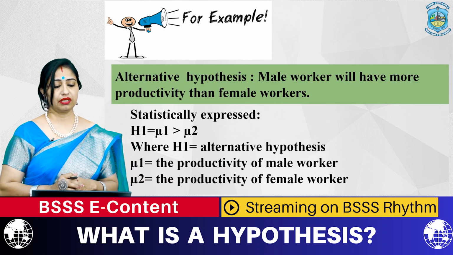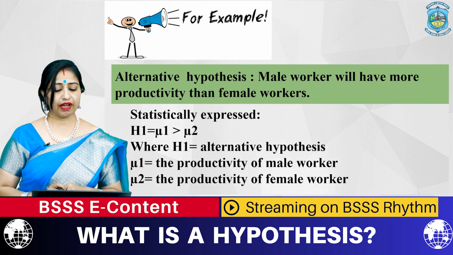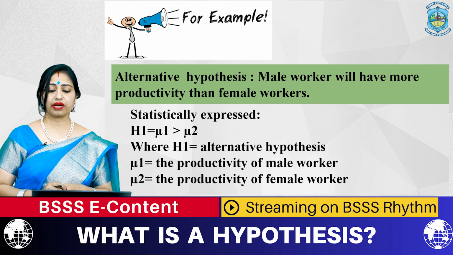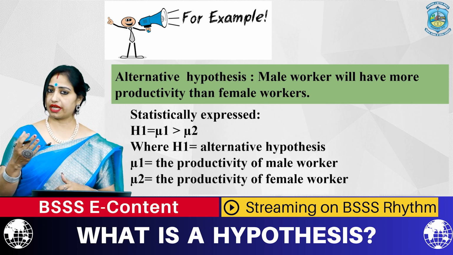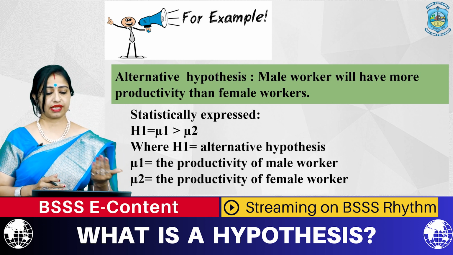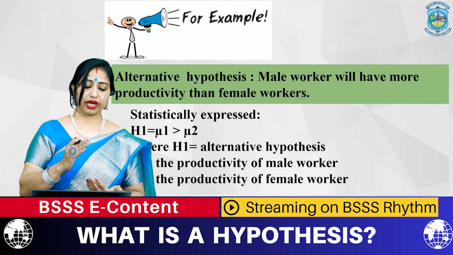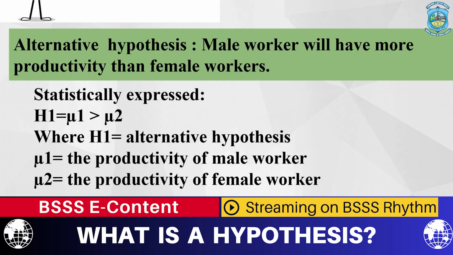It includes phrases such as an effect, a difference, or a relationship between variables. For example, talking about alternative hypothesis, when you say male workers will have more productivity than female workers, you can say H1: 1 is greater than 2. So, when you are saying H1, it is the alternative hypothesis. When you are saying 1, you are talking about the productivity of male workers. When you are saying 2, you are talking about the productivity of female workers.